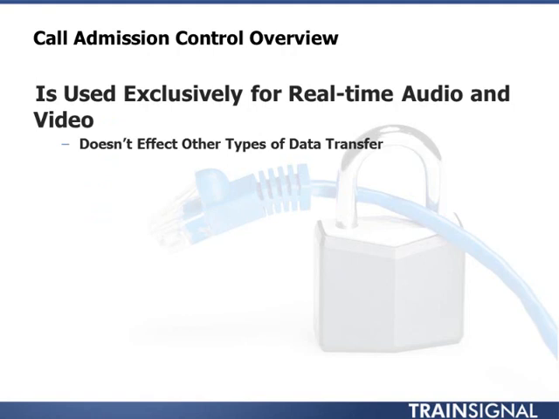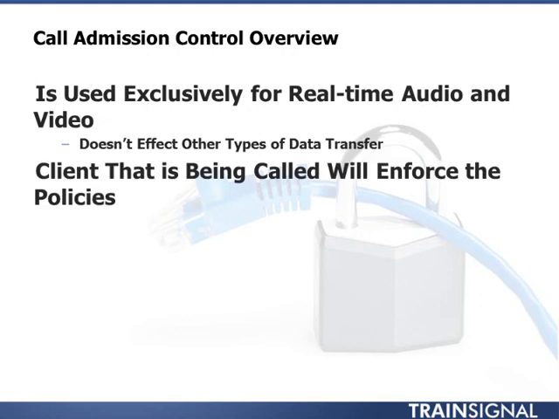The way that the enforcement works for Call Admission Control is that it's the client that is being called that will enforce the policies and determine whether a call can go through or not. So if you were to place a call to me, my client-side software would check with the network policy services to verify if it's okay to accept the call or not. As an end user, I wouldn't even see a notification that there was an incoming call until the policy was verified, and then I would get my pop-up toast message or my phone would ring.